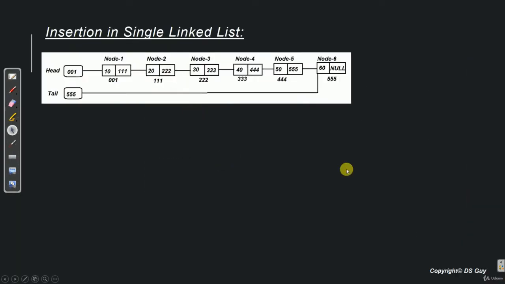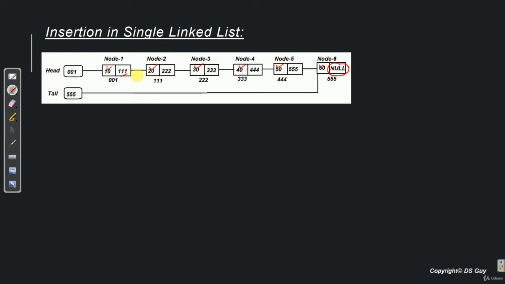So let's say this is our single linked list having 6 nodes in it. And as we can see, each of the nodes has values 10, 20, 30, 40, 50 and 60. Since it is a single linked list, the last node references to null. Apart from that, all the nodes reference the next node in the list.